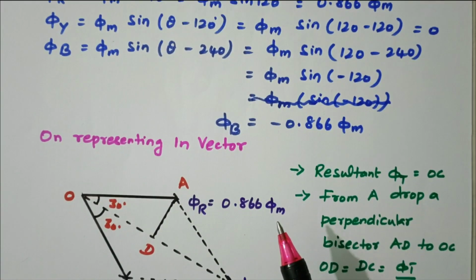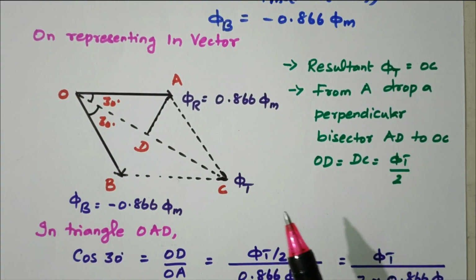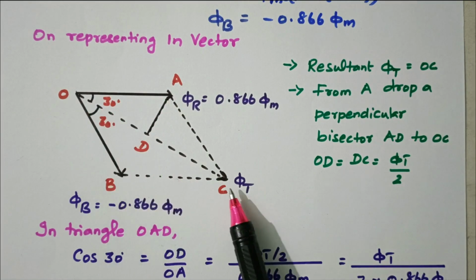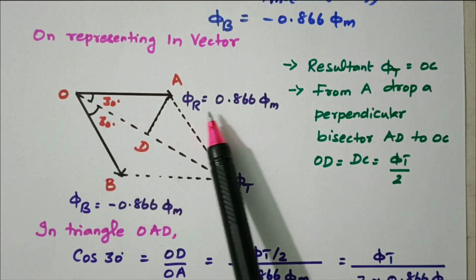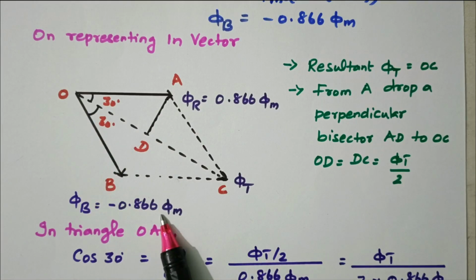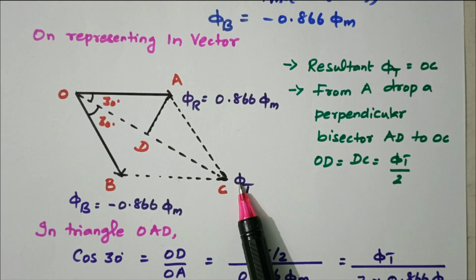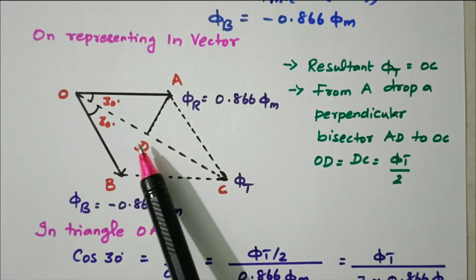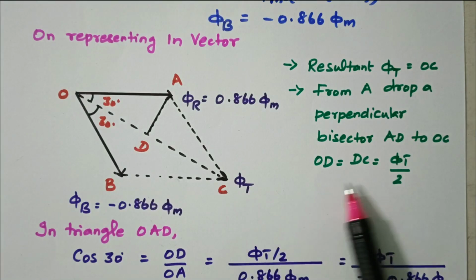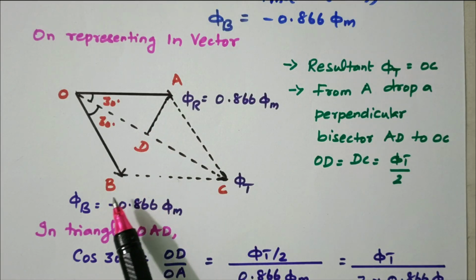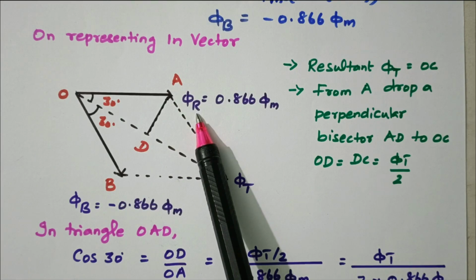So based on that we will see the vector diagram. This is point O, with OA, OB and OC. OA is phi r, positive value 0.866 phi m. OB is negative value, minus 0.866 phi m. This is the resultant vector, the resultant flux. Here also we drop a perpendicular line to OC so that it cuts at D. So OD is equal to DC, that is equal to phi t divided by 2. This is position 3, as we already discussed in the vector diagram: phi b and phi r are available, phi y is 0.